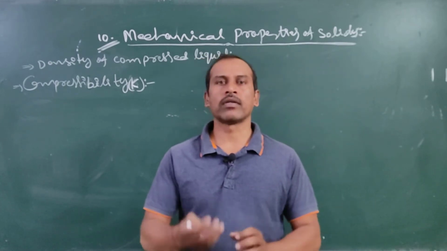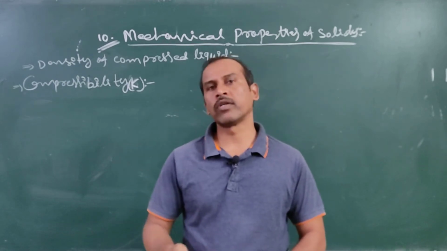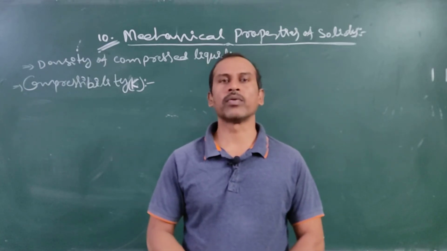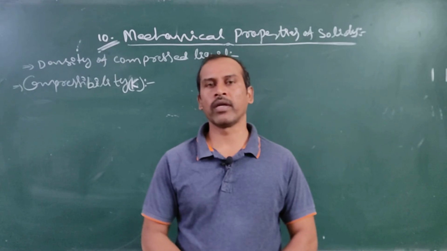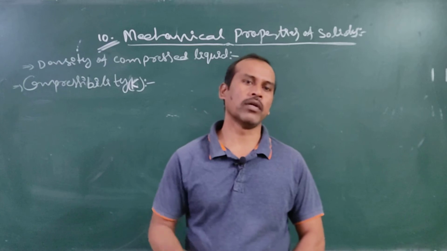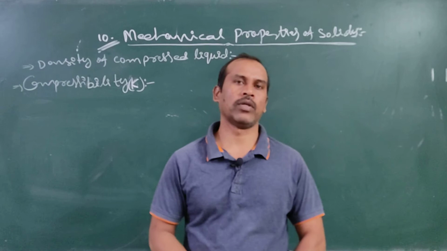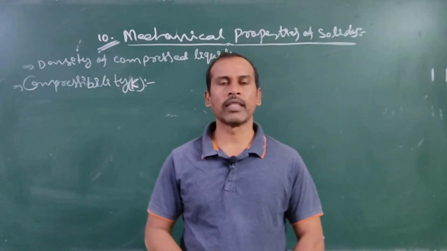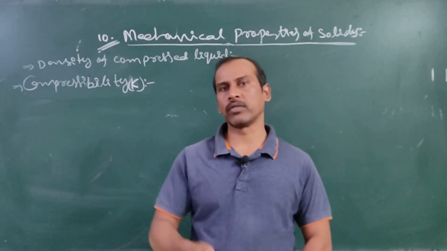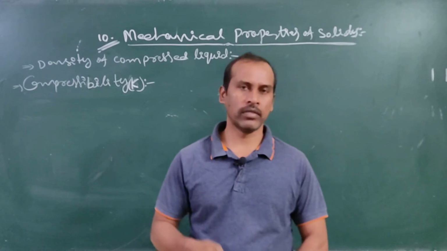compressibility. What is compressibility? According to this, we know the bulk modulus. The bulk modulus B is equal to minus delta P by delta V by V. This is the formula of the bulk modulus of a fluid, solid or gas. Now, compressibility means the reciprocal of the bulk modulus. It is denoted by K.